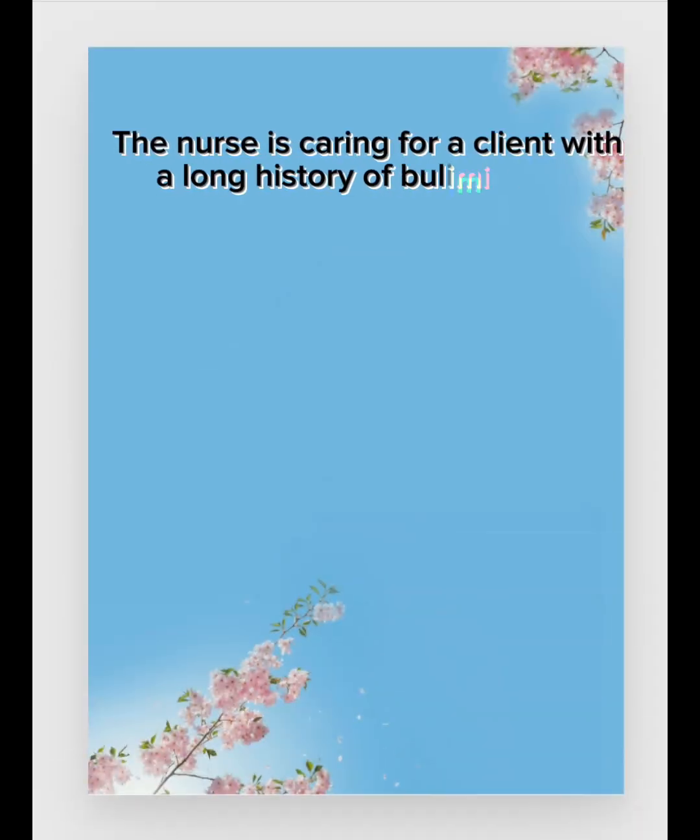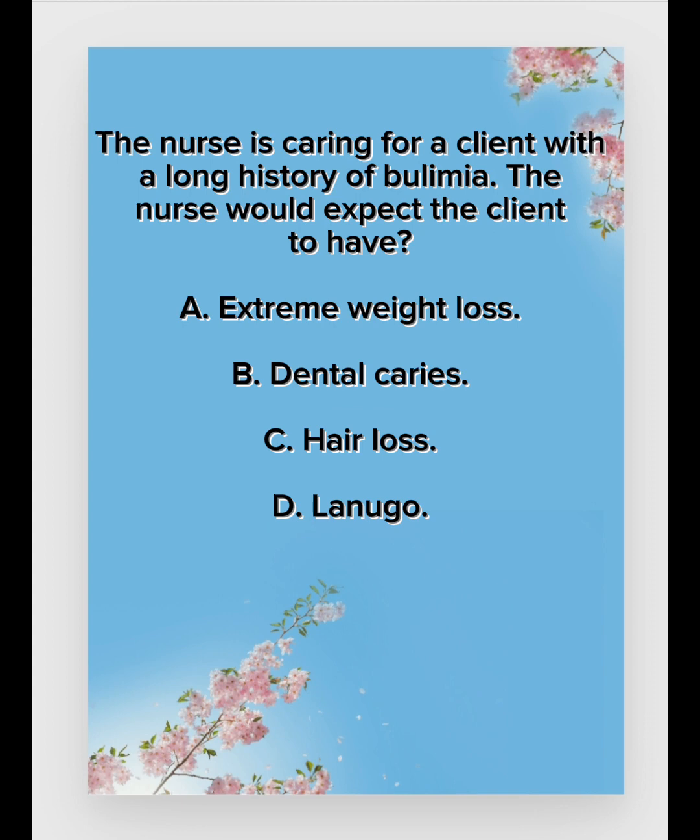The nurse is caring for a client with a long history of bulimia. The nurse would expect the client to have A. Extreme weight loss. B. Dental caries. C. Hair loss. D. Lanugo. The right option is B.